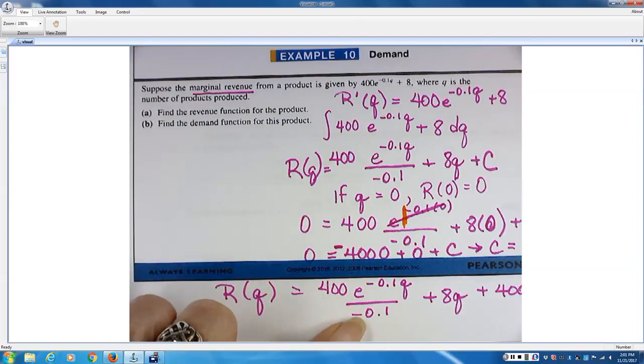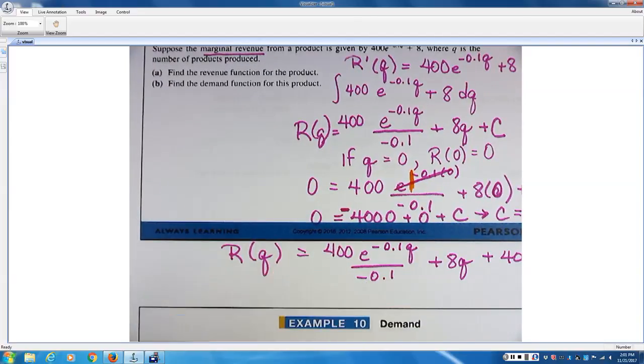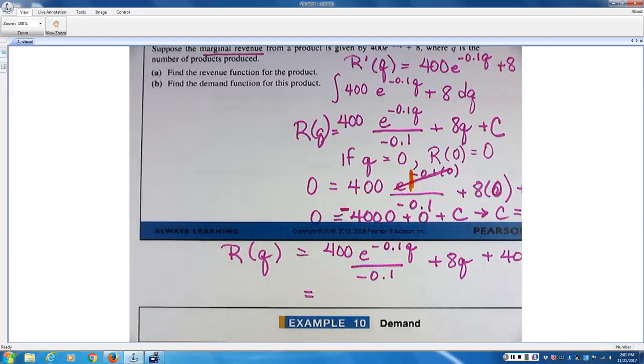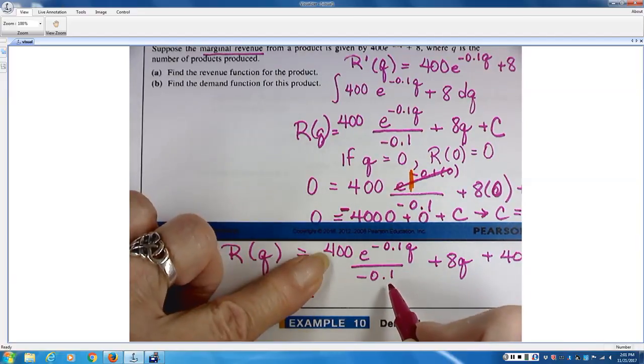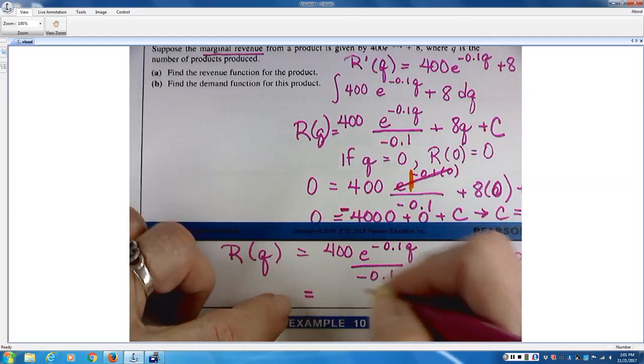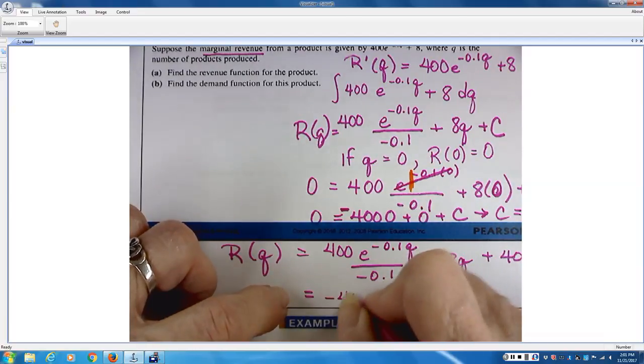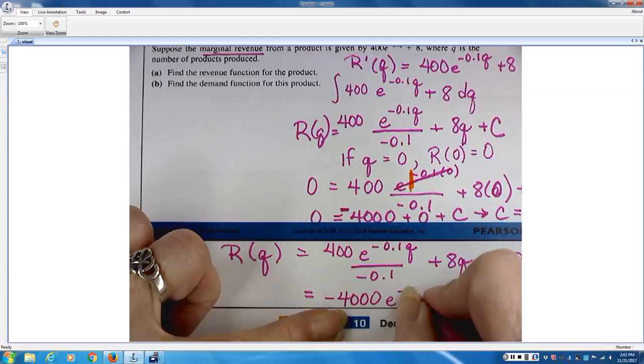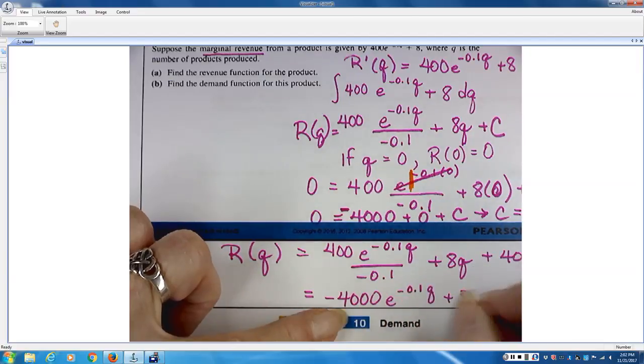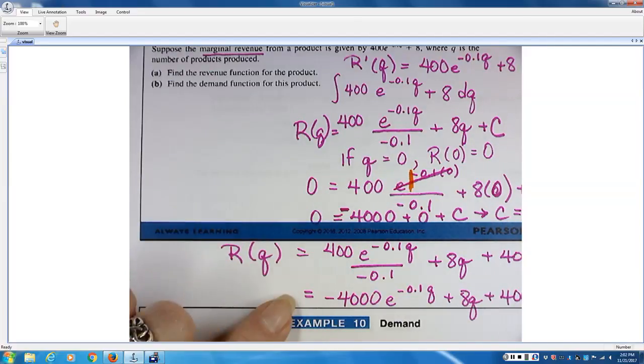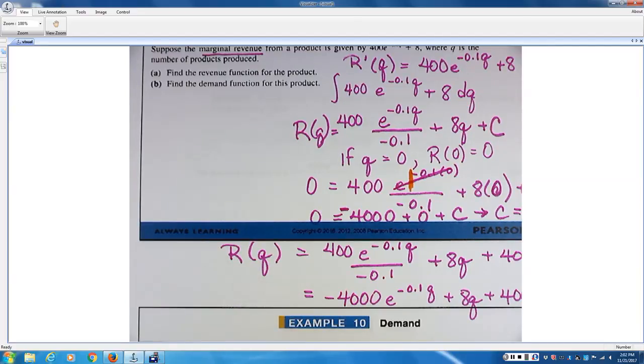And since that gets awkward and aggravating, it's easier to actually write and plug in if you just say, okay, 400 divided by negative 0.1 is negative 4,000. E to the negative 0.1Q plus 8Q plus 4,000. And since this is a revenue equation, it doesn't say, but it's probably dollars from selling Q of whatever the product is, because it doesn't give us any further units.